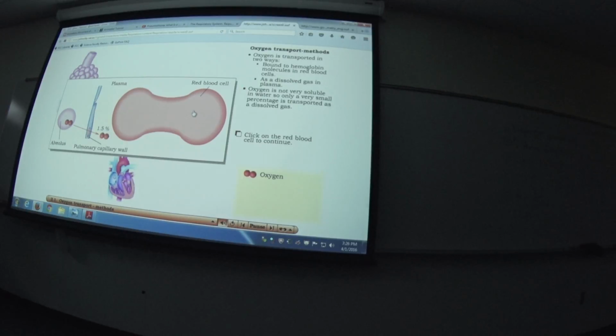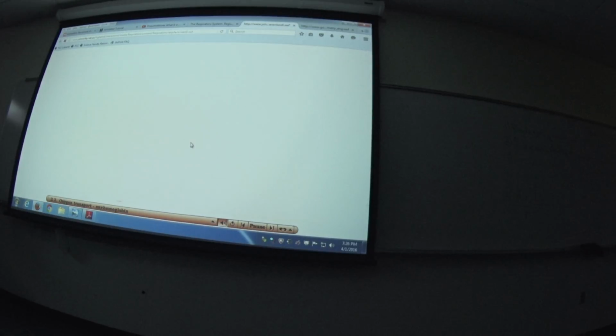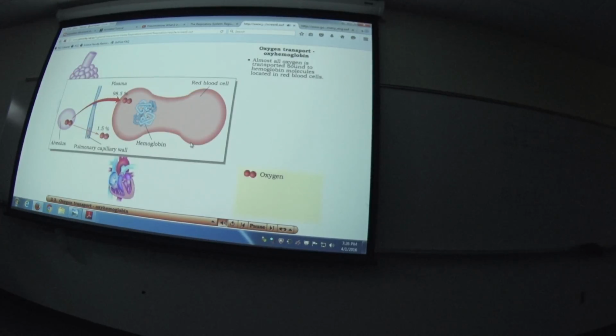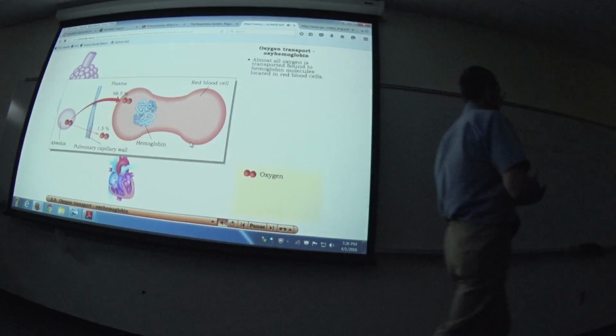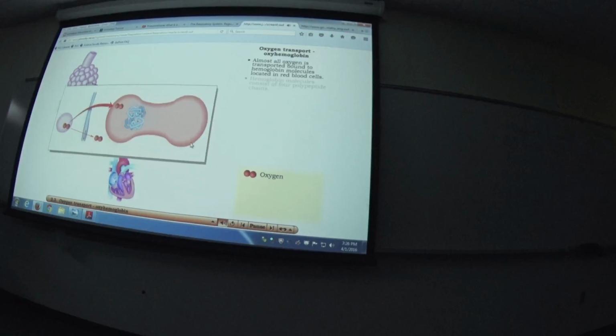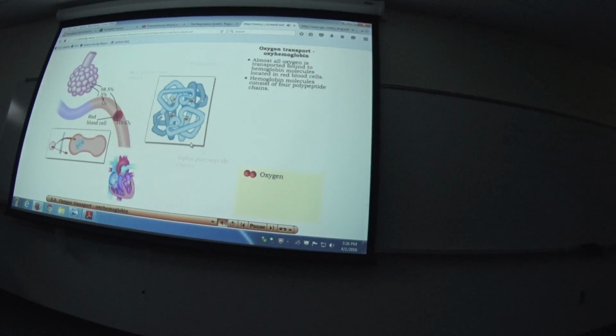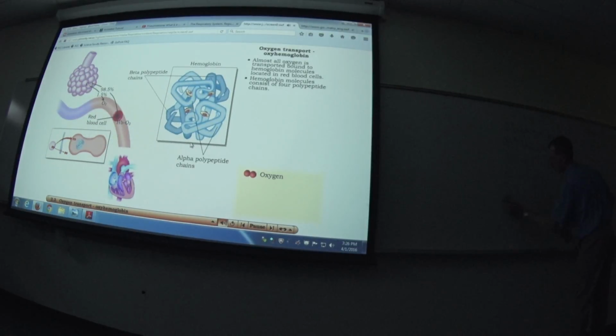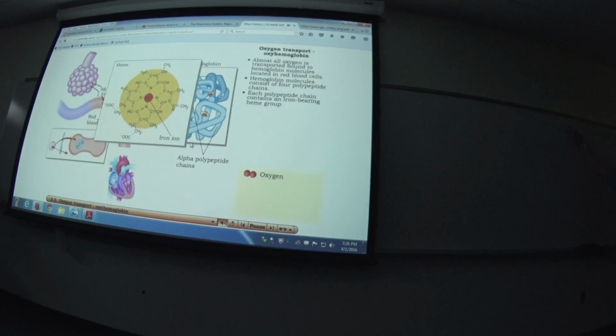It's in the RBCs, which you learned last term, right? RBCs carry oxygen. Okay? So now we're going to see the oxygen part of this. So we're going to look at the blood part. Almost all oxygen is transported bound to hemoglobin molecules located in red blood cells. Hemoglobin molecules consist of 4 polypeptide chains. Each polypeptide chain contains an iron-bearing heme group.